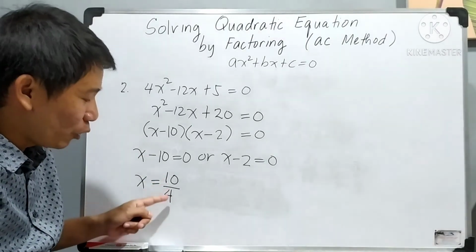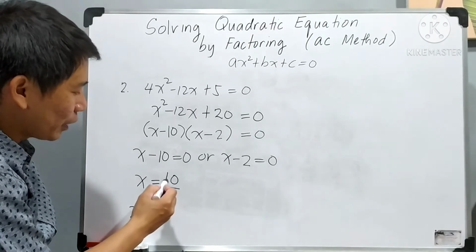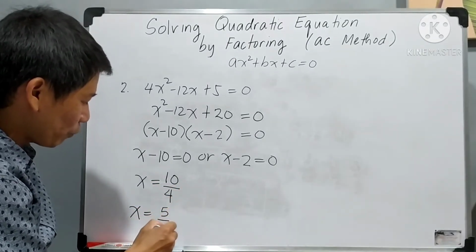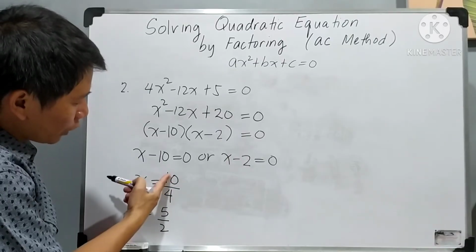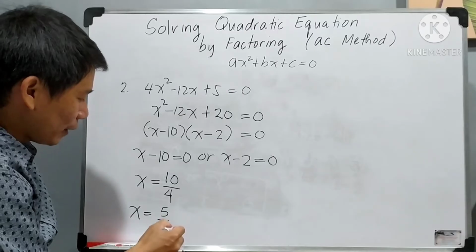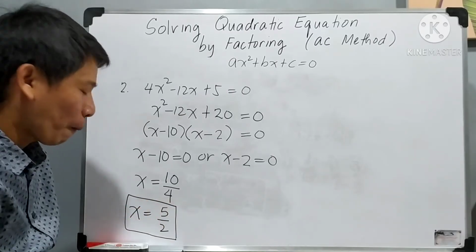Pero, pwede siyang ma-lowest term. So, ano ang lowest term ng 10 over 4? That is 5 over 2. So, divide by 2. So, 10 divided by 2 is 5. 4 divided by 2 is 2. And that is your first root.